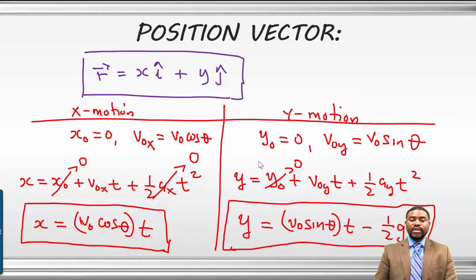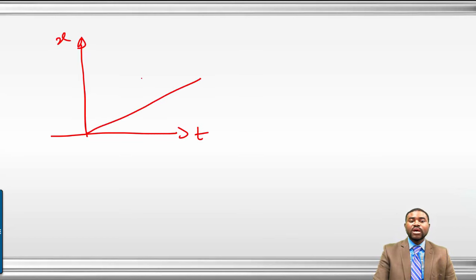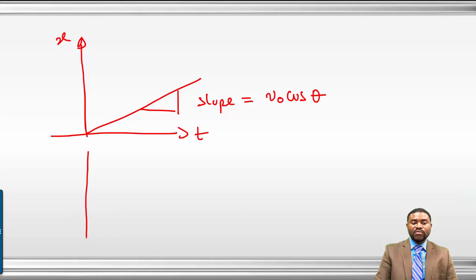All right, I want you guys to see something here. This is the expression for the displacement in the x direction. This is the expression for the displacement in the y direction. This is a linear function of what? Time. This is a quadratic function of what? Time. You realize that the coefficient of t squared is negative, which means that this curve has a maximum turning point. So if we draw the graph of x against t, the graph will look like this, and the slope of this graph will just be equal to v naught cosine theta. But if we draw the graph of y against t, the graph will look like that.